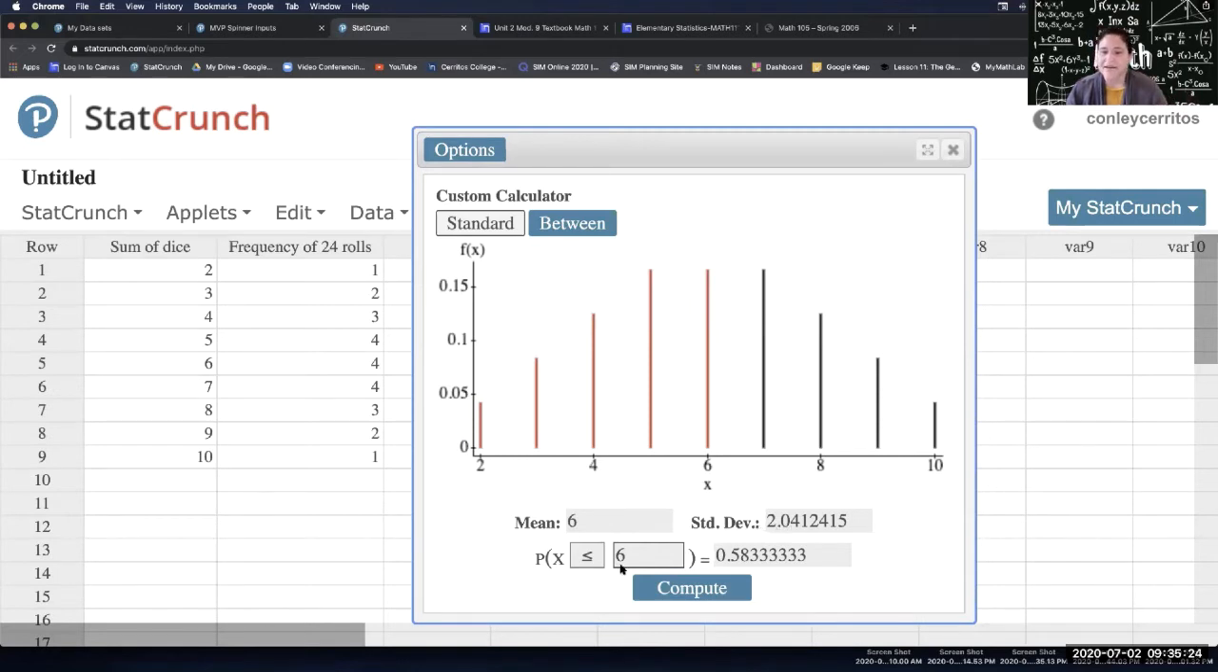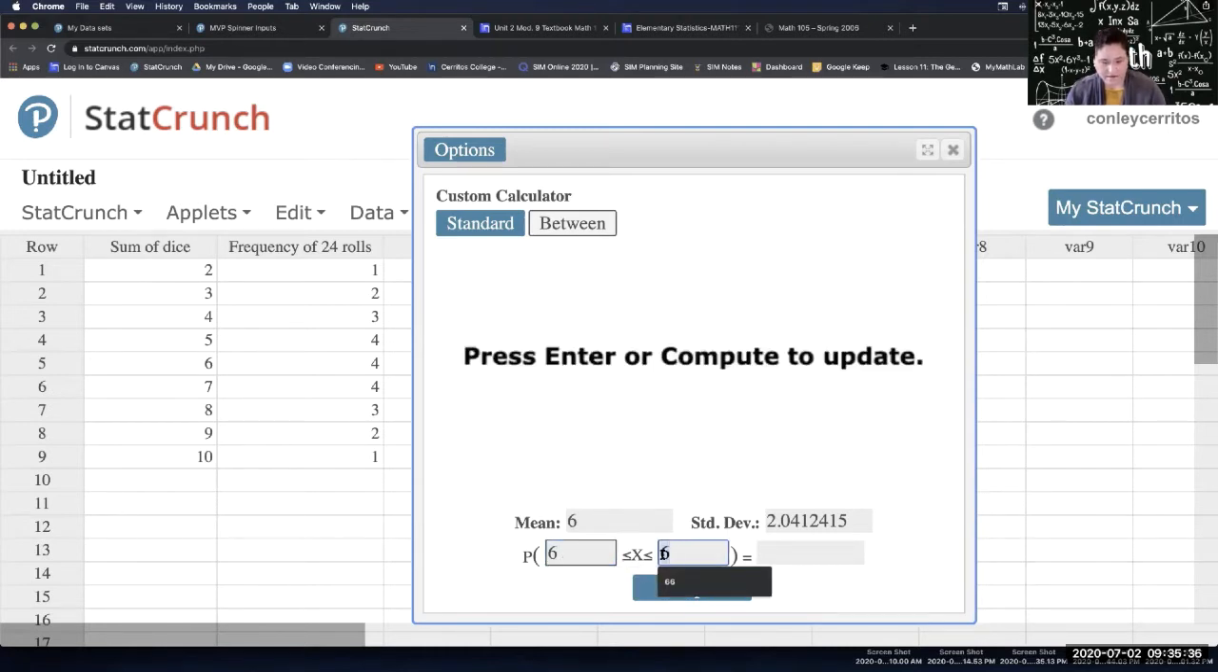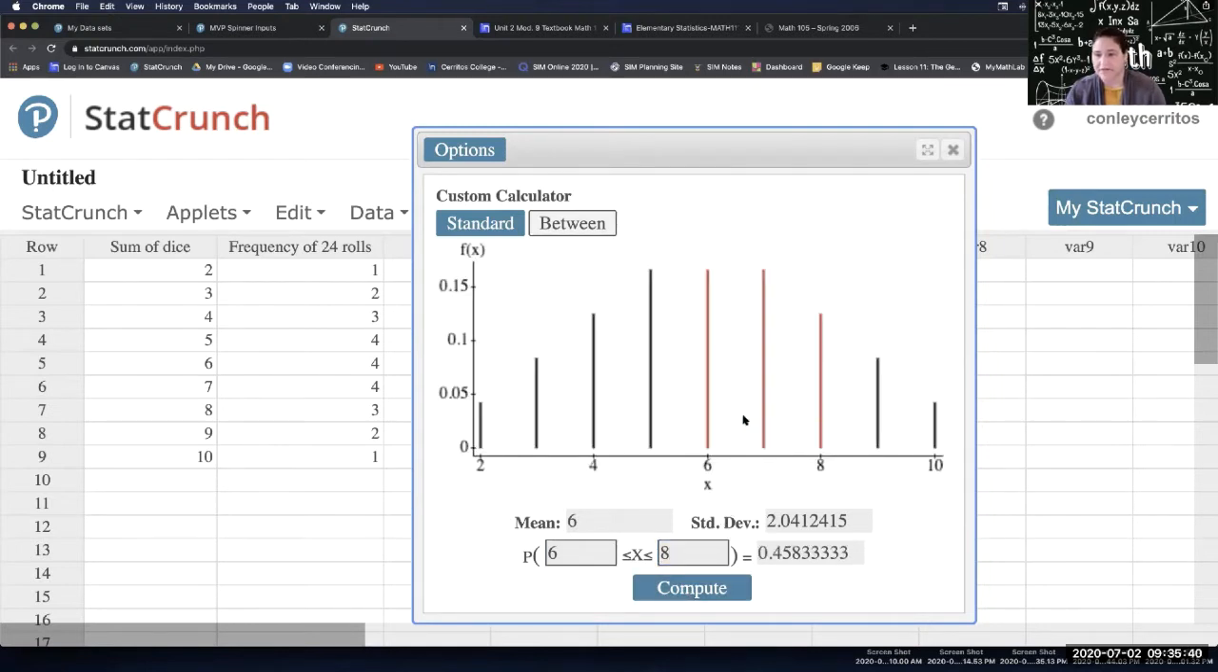Okay, and notice this will calculate probabilities for me, again, same as the other ones. If I wanted between, I'm going to roll between a 6 and an 8. It'll disappear for a while, but when I push compute, bam, now it changes. These are the probabilities I was looking for, 6, 7, 8.